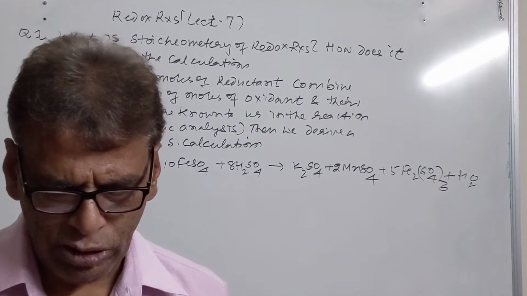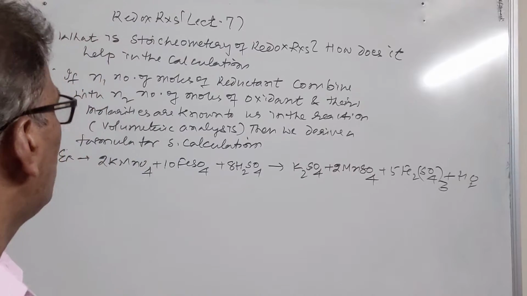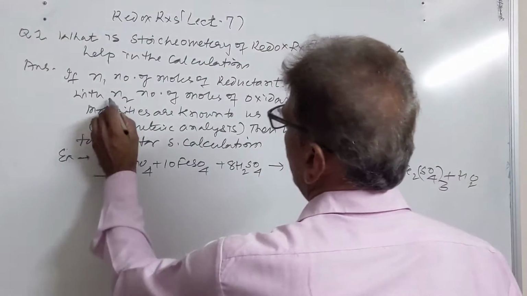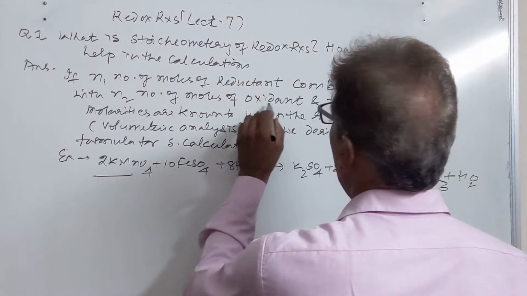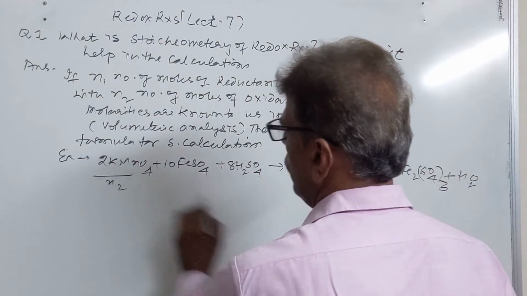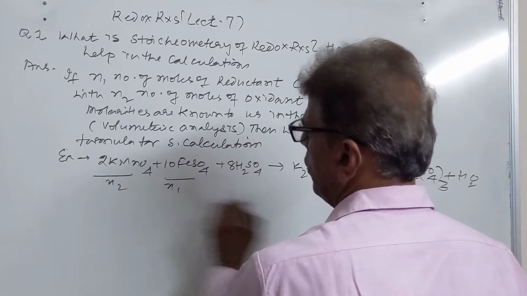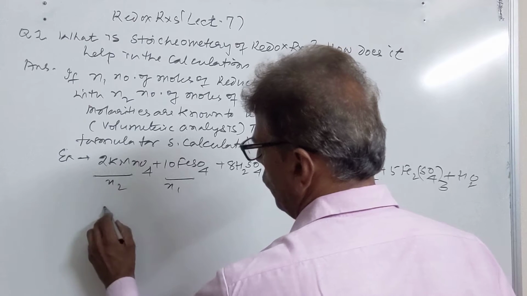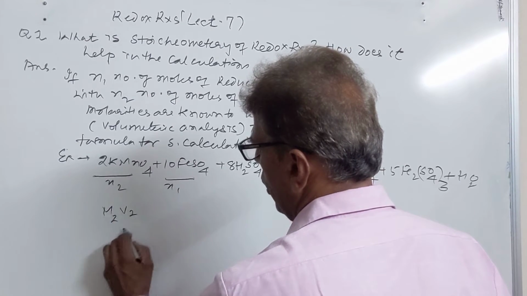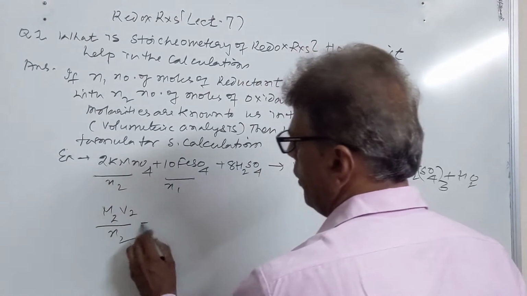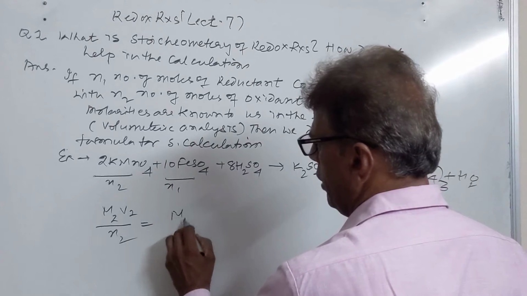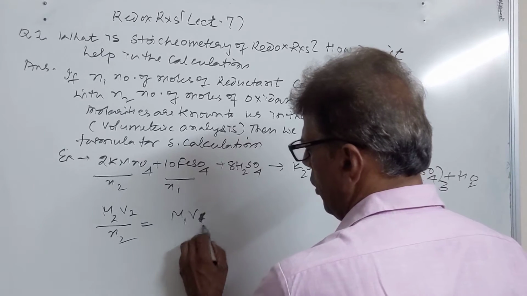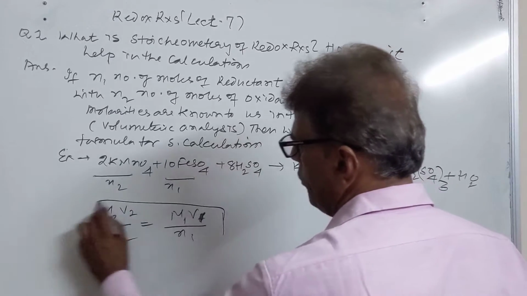So in this reaction we see that 2 moles of KMnO4, N2, is the oxidant, so we have taken the number of moles of the oxidant as N2. This is N1. So we have the formula. If the molarity of KMnO4 is M2 and volume is V2, then M2V2 must be equal to molarity of ferrous sulfate multiplied by volume of ferrous sulfate, upon its number of moles. So this is the formula.